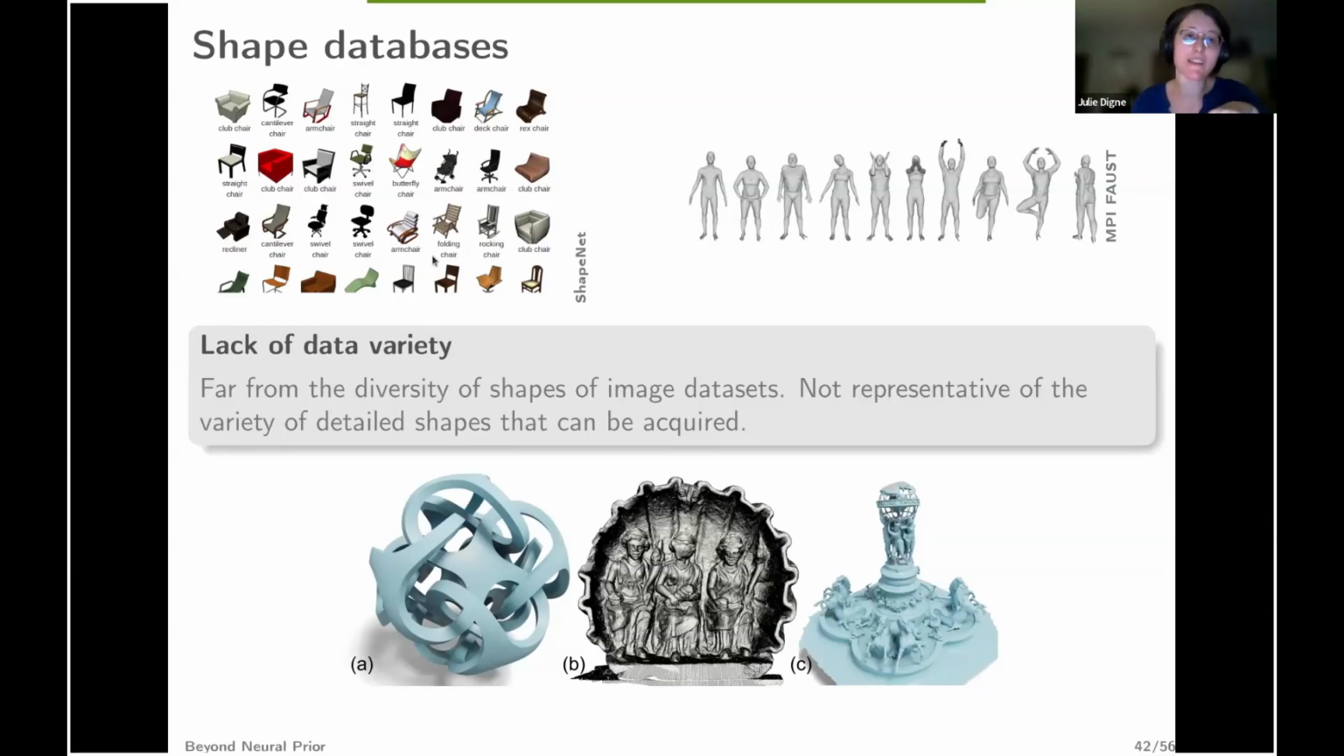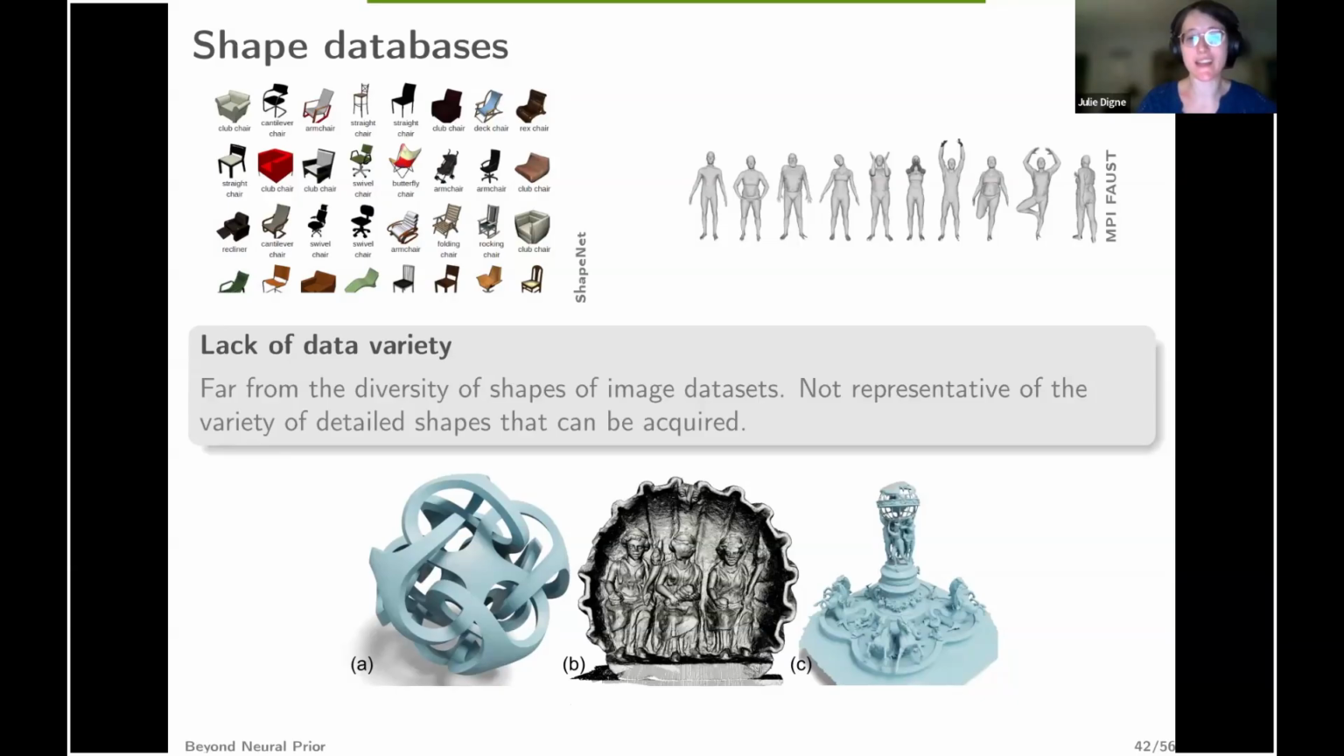And if you compare what are the shapes which are depicted in these data sets with the type of shapes we would like to analyze, which can have, as I said, various topologies, low geometric details, or very high geometric details. So the problem is that what we have for data sets is not completely representative of the variety of shapes that we can acquire.